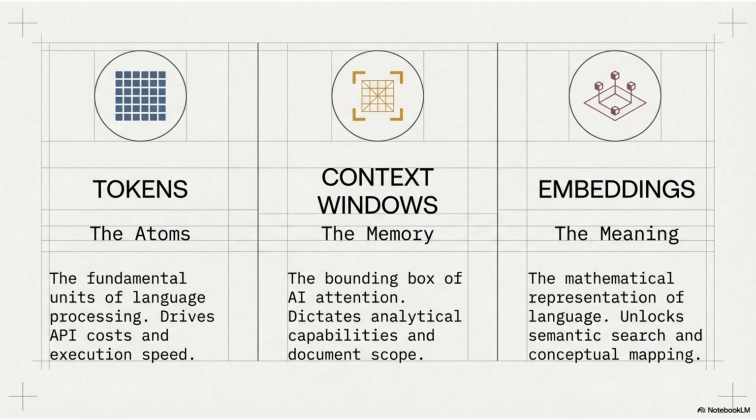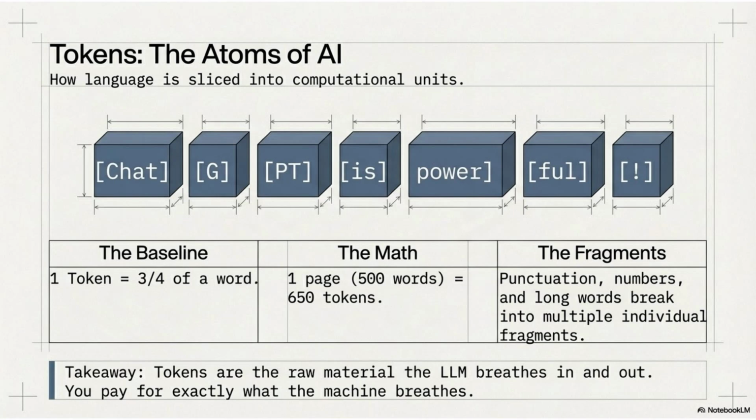Think of these three as the plumbing of every AI system. You might never see them directly, but they determine everything about performance, cost, and capability. Let's dig into each one, starting with tokens. First, let's talk about tokens.